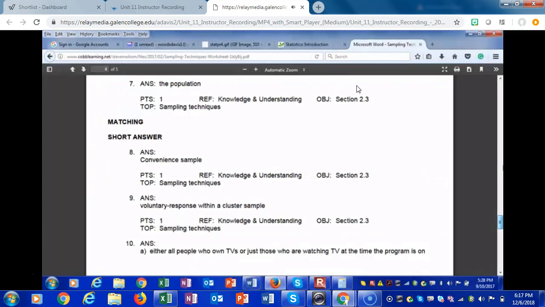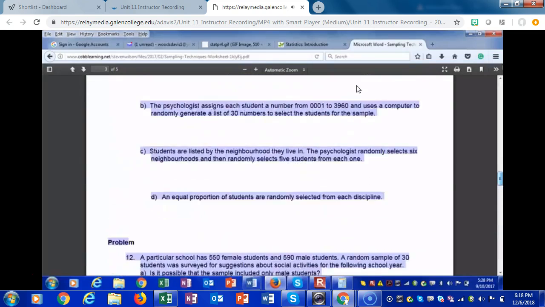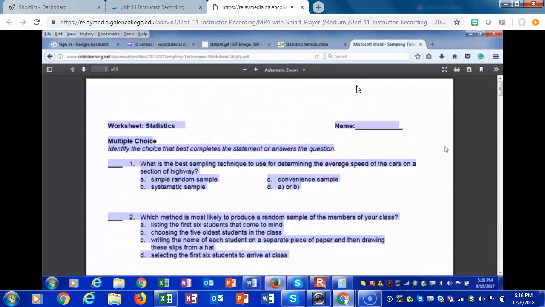All right. Let's look at number one. Number one, it says this is a worksheet for statistics. So number one says, based on what we know, what is the best sampling technique to use for determining the average speed of the cars on a section of highway? Is it simple random sample, systematic sampling, or convenience sampling? Simple random, systematic, or convenience?